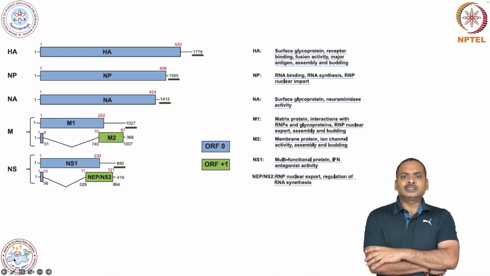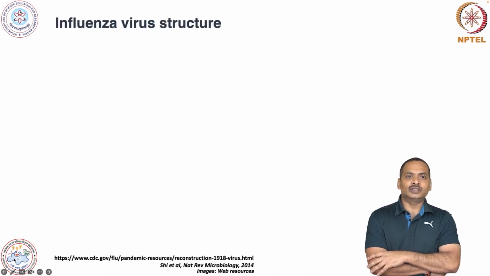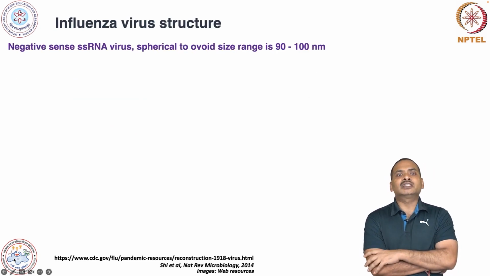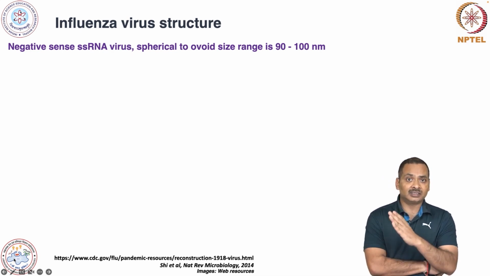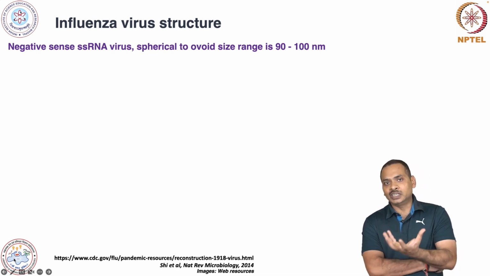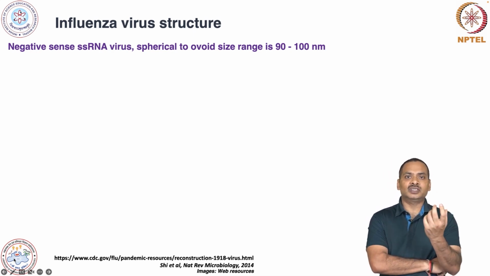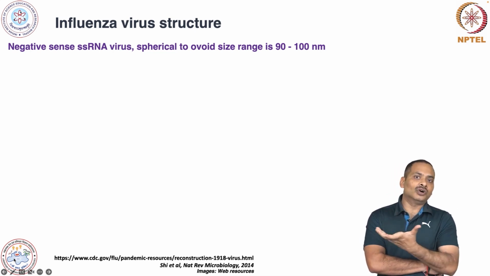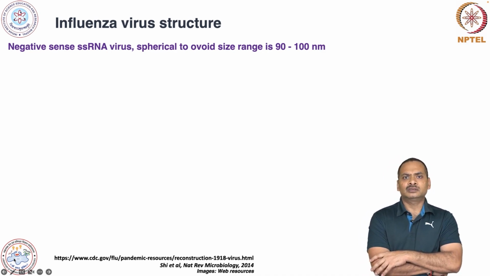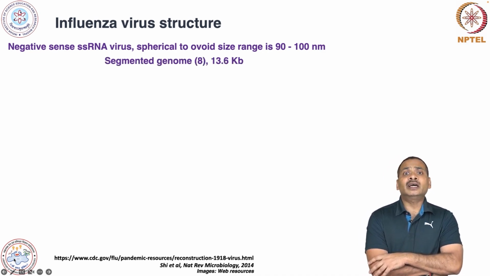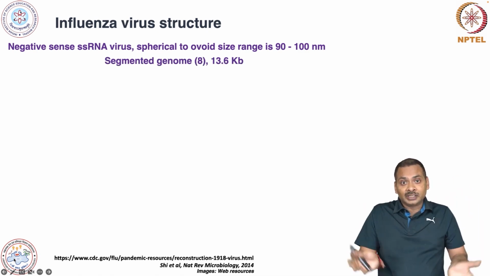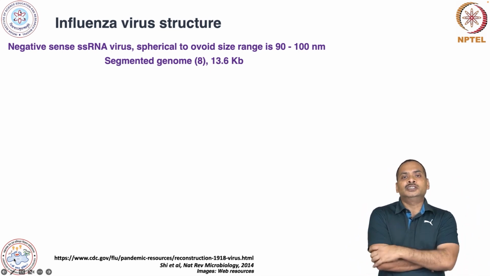So now let us look at how this influenza virus looks. Here you can see that influenza virus is basically a negative sense single stranded RNA virus. It is of spherical to ovoid shape. It is not perfectly spherical, but a kind of oval or ovoid. And the size ranges from 90 to 100 nanometers. And it has a segmented genome. Segmented genome means the genome is not continuous; there are segments of the genome.